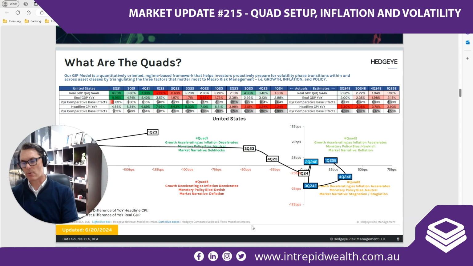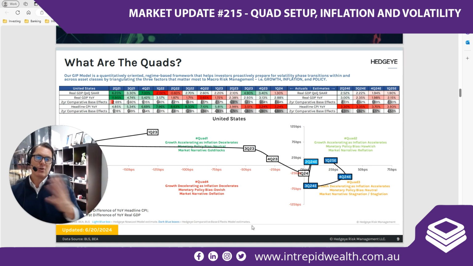That's when we have outright deflation. We have GDP negative. Sometimes we're in recessions there. Interest rate policy is really either declining or dovish, as they say. The central banks are cutting interest rates, trying to stimulate the economy. It's a bad quad to be in.